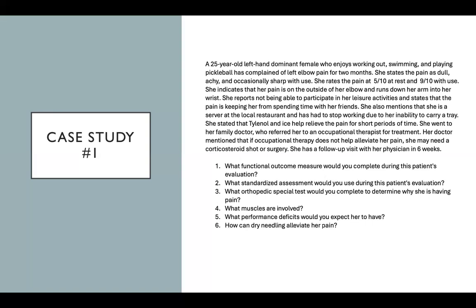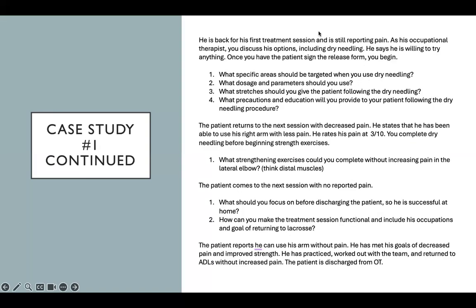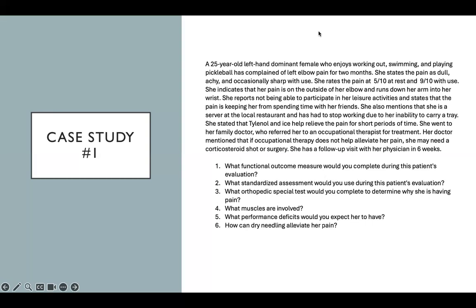So what functional outcome measures would you complete during the patient's evaluation? These may include range of motion, passive range of motion, strength, and then any functional outcome measures such as the upper extremity, the PSFS. What standardized assessments would you use during the patient's evaluation? You could complete the DASH. That would be a great one. What orthopedic special test would you complete to determine why she's having pain? There's the Mills test. That's a good one.